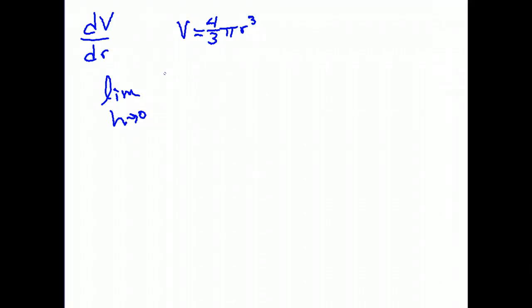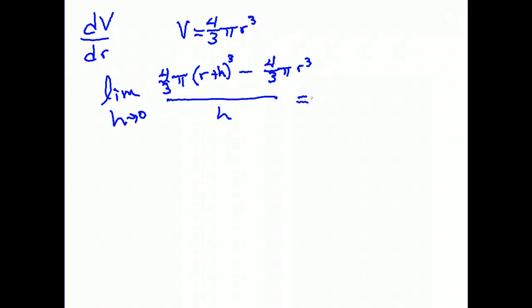We're simply going to put in the 4/3 pi times the quantity r plus h cubed minus 4/3 pi r cubed. And all of that's going to be over h. Now let's simplify things a little bit by expanding this binomial here. And we know when we expand that, we are going to get 4/3 pi out in front, and inside we're going to get r cubed plus 3r squared h plus 3rh squared plus h cubed.